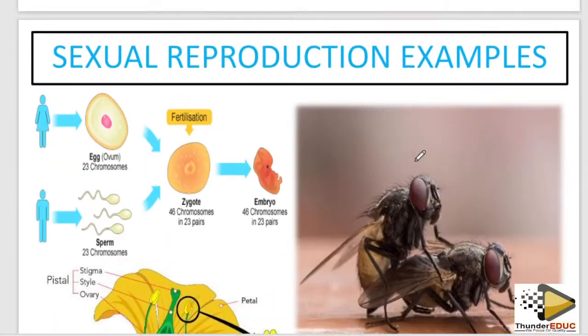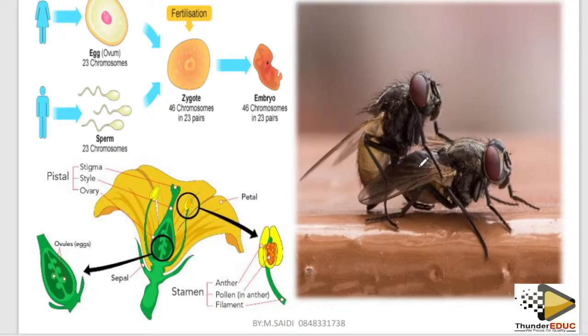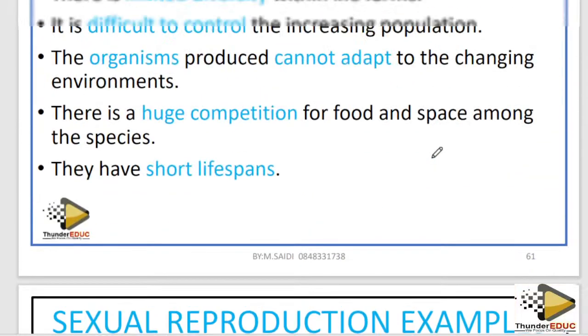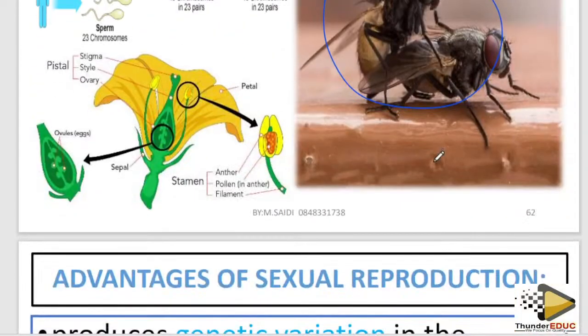Yes. Check. This is sexual reproduction. Do you know how much energy this fly, Musca domestica, the house fly, is using? It requires too much energy, sexual reproduction. Okay, I'm not teaching. I'm just talking about differences between sexual reproduction and asexual reproduction.